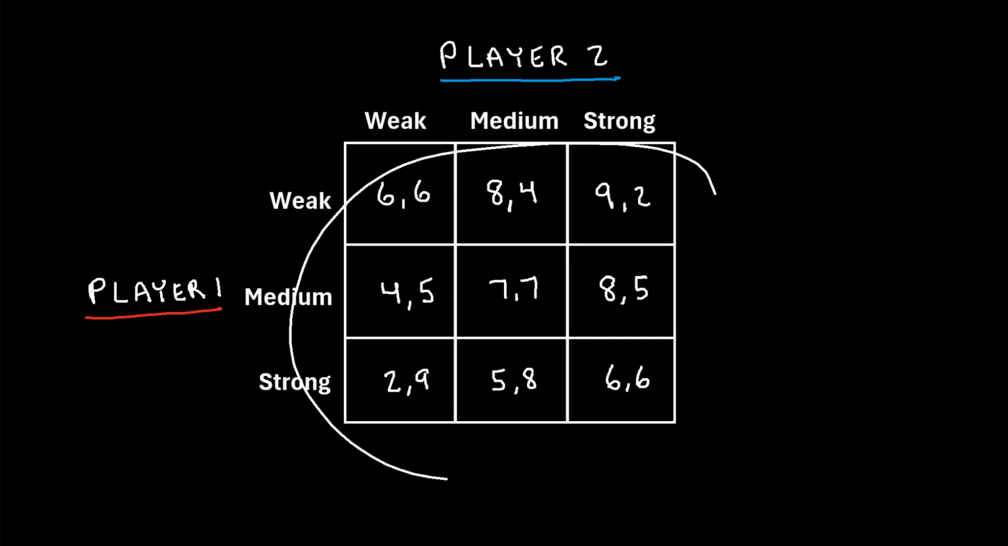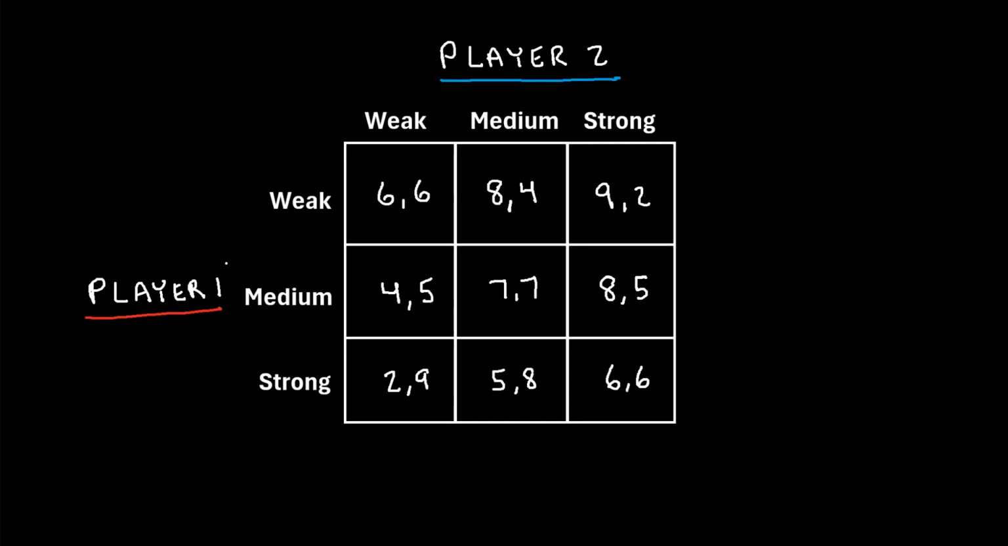And this payoff matrix shows the payoff that each player will get based on the strategy that they choose. So the first value in each cell shows the payoff for player 1, and the second value in each cell shows the payoff for player 2. So let's see if we can find the Nash equilibrium of this game.